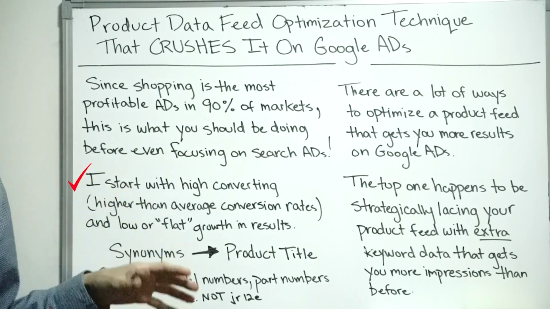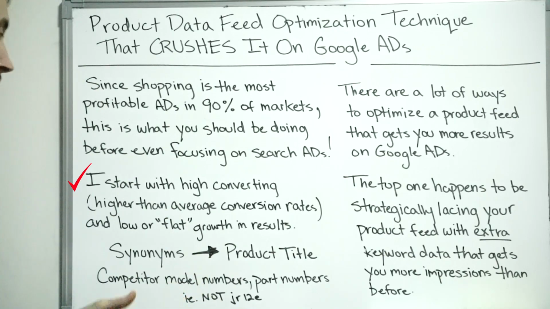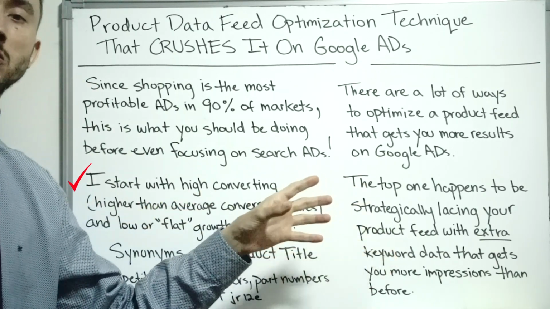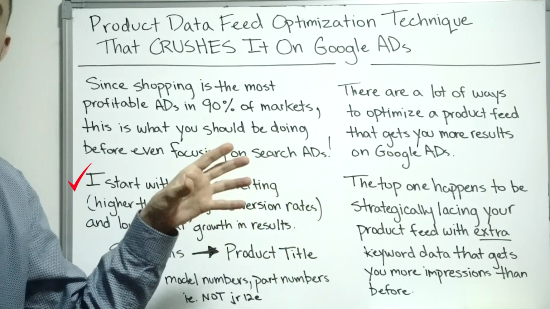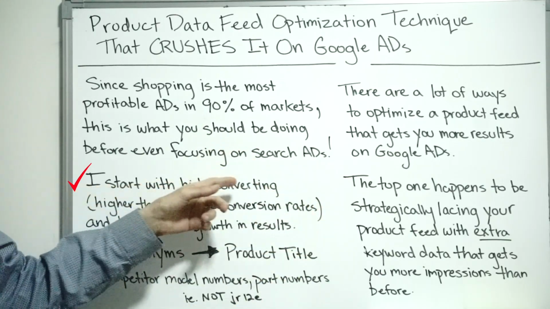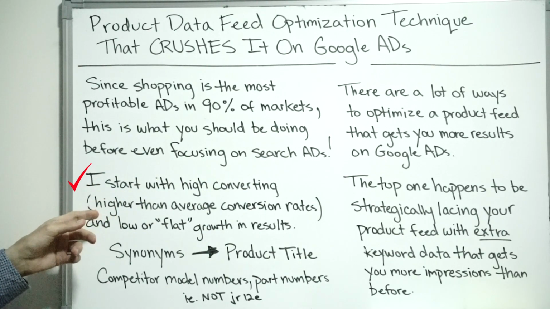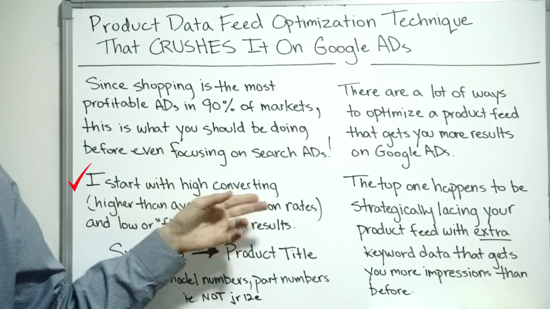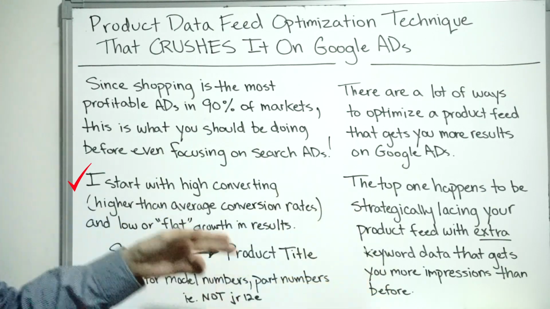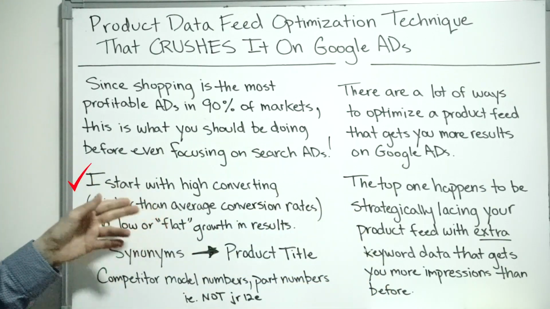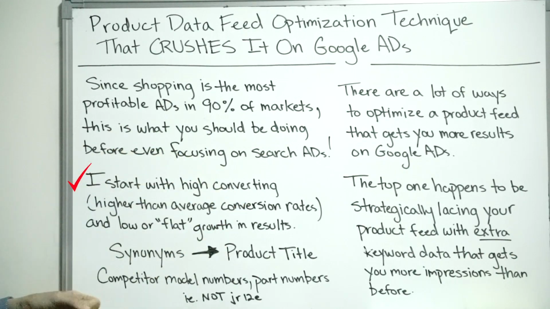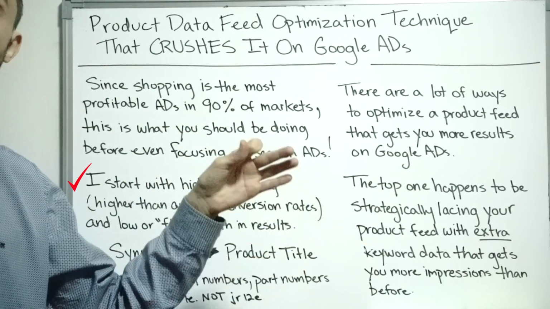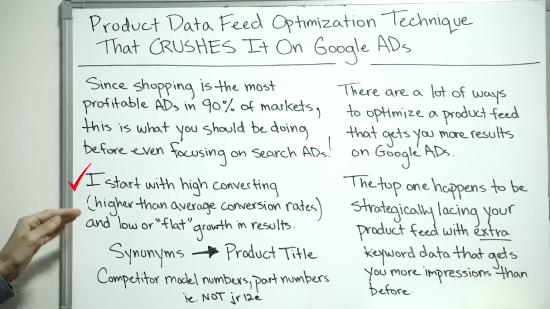to use this method now, here's the turnkey way to do this method here. To add keywords to your product feed so that you start getting more sales from your shopping campaigns, I start with the high converting and low or flat growth rate and result products, and then enhance those products with extra keywords so that they start getting shown more, which means they'll start making more sales for our company.